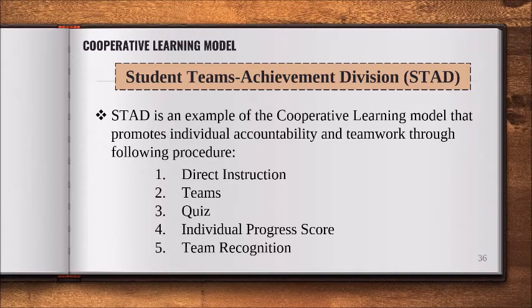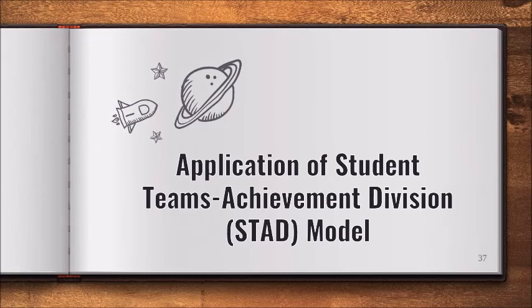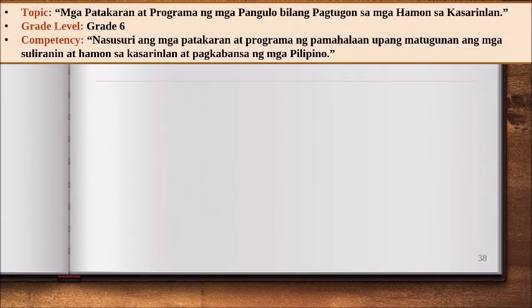Alamin natin kung paano ito ilalapat sa ating magiging topic. This is now the application of the Student Teams Achievement Division or the STAD model. For example, ang topic natin ngayon ay mga patakaran at programa ng mga pangulo bilang pagtugon sa mga hamon sa kasarinlan. Galing siya sa grade 6 level. At ang learning competency dito ay nasusuri ang mga patakaran at programa sa pamahalaan upang matugunan ang mga suliranin at hamon sa kasarinlan at pagkabansa ng mga Pilipino.